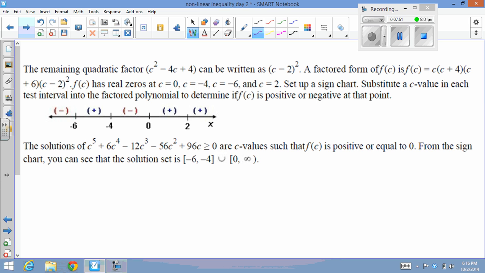So once you do that, you're going to see that our original equation wanted to know when it was going to be greater than 0. It will be greater than 0 here, and it will be greater than 0 there. So then I know that my answer will be in between -6 and -4, and 0 and infinity.